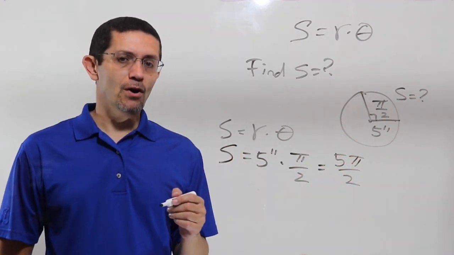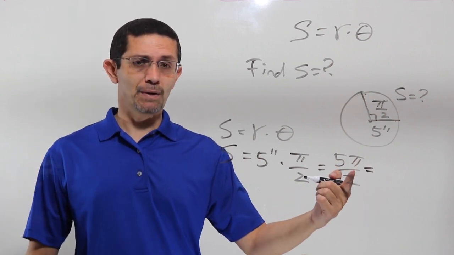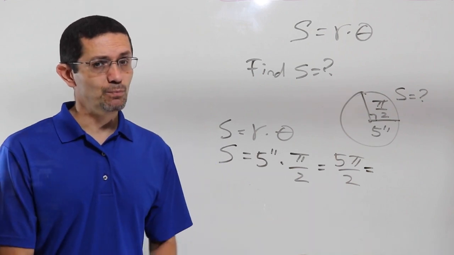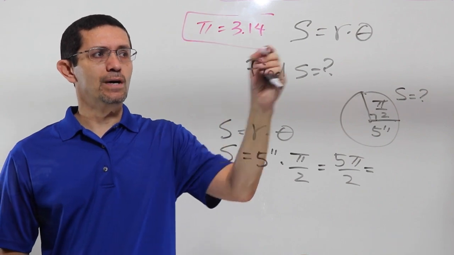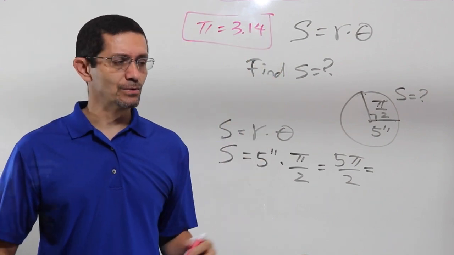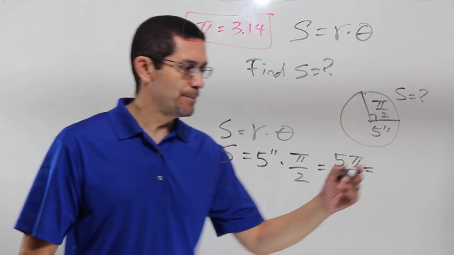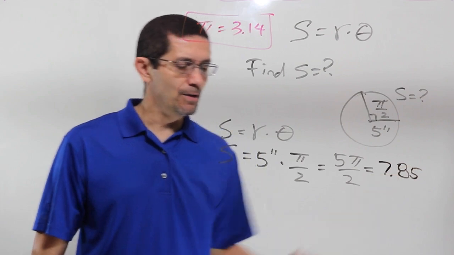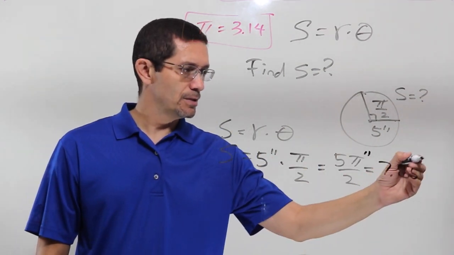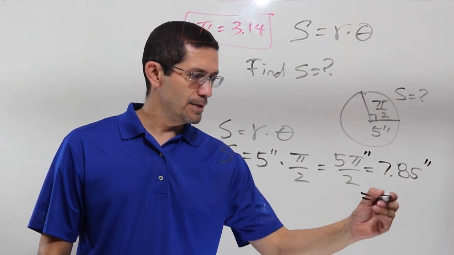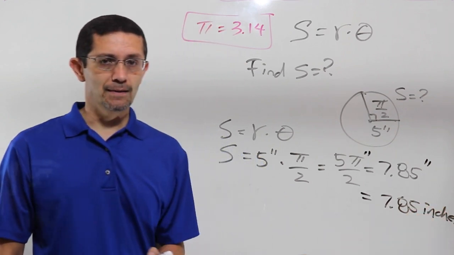They're asking me for the arc length. Therefore, I need to give them a number. I don't want to give it in terms of pi. Remember, pi is 3.14 if I want to round. If not, it's going to be more decimals. So in my case, 5 pi over 2 is going to give me 7.85. Now, I forgot about the units. Inches. So we write 7.85 inches. And that's my answer.